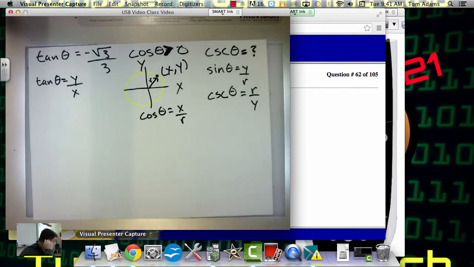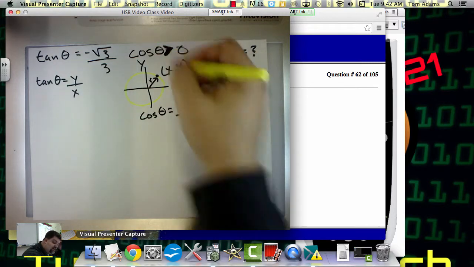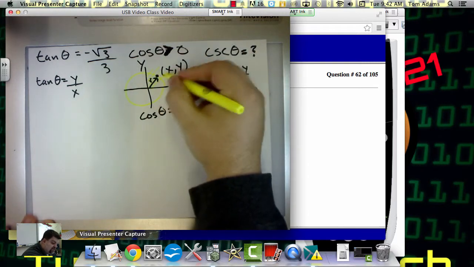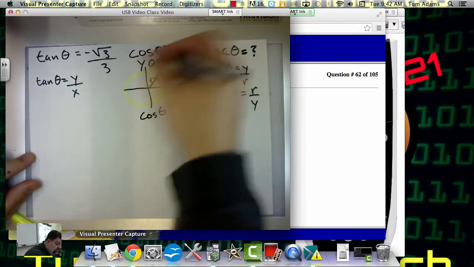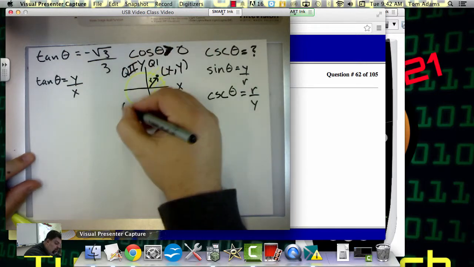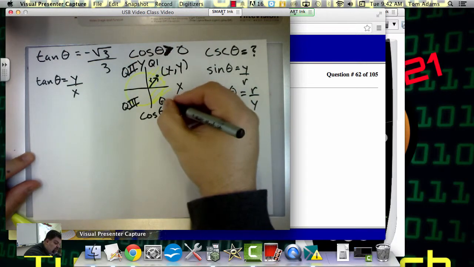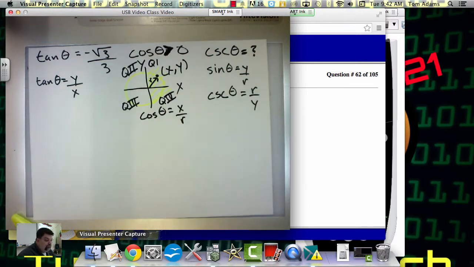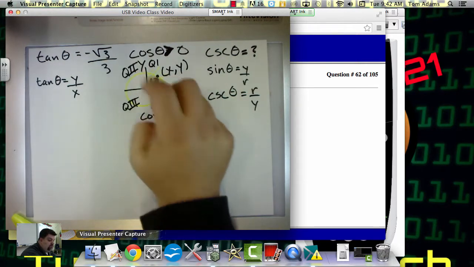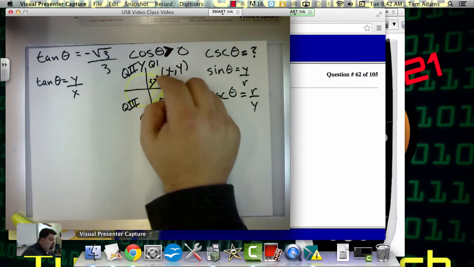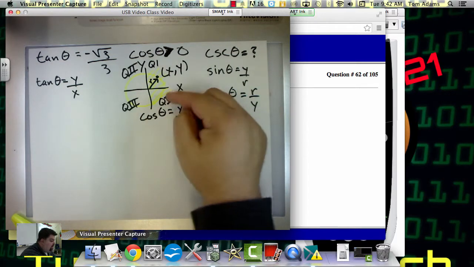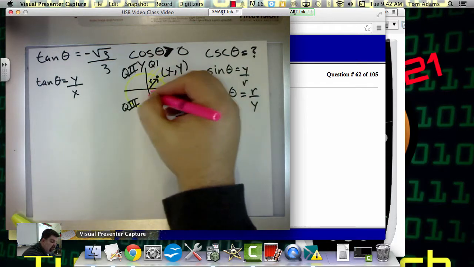Well, it says that cosine has to be positive, and cosine is x over r, so we're looking where x is positive. Well, x is positive in quadrants 1 and 4. Okay, so we have quadrant 1, quadrant 2, quadrant 3, and quadrant 4. But tangent is negative. So every function is positive in quadrant 1. Tangent is positive in quadrant 1, but tangent is negative in quadrant 4. So it has to be in quadrant 4 because tangent is negative.